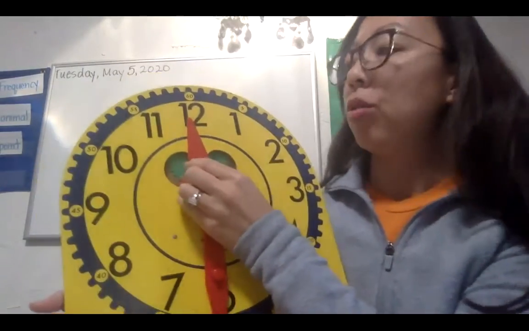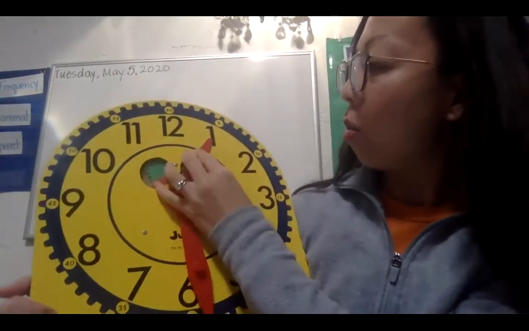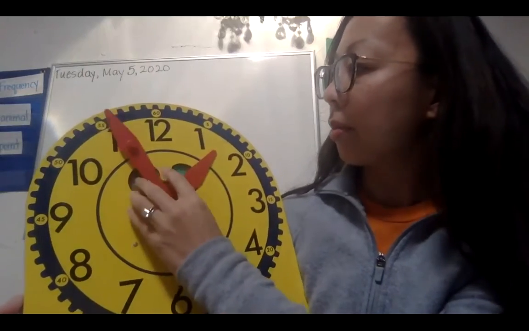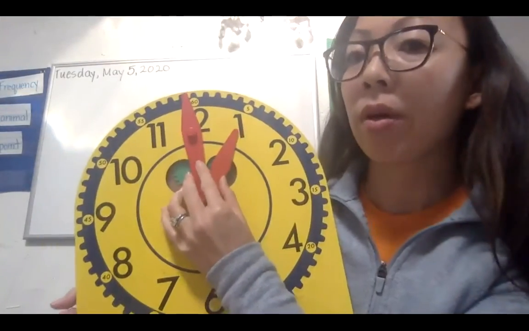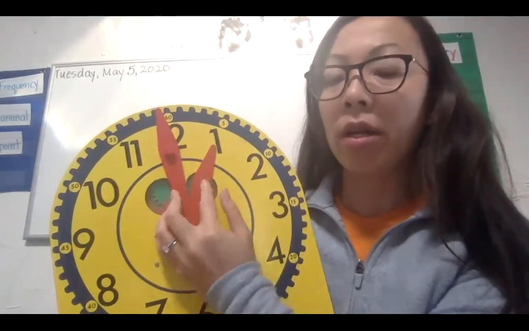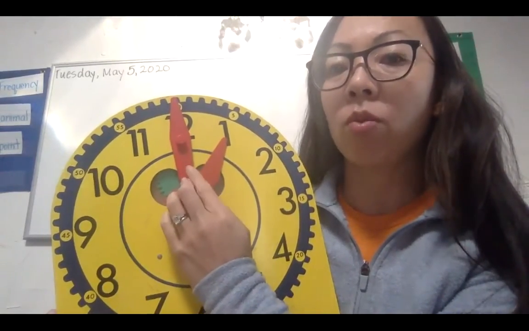Now, here's the tricky thing. Sometimes our hour hand doesn't point to an hour like this. So if it's 1 o'clock, I'll see that my hour hand is here on the 1 and my minute hand is here on the 12. That tells me it is 1 o'clock.